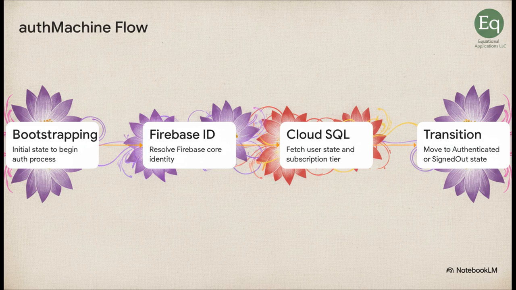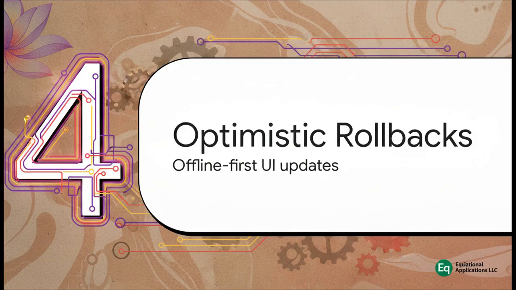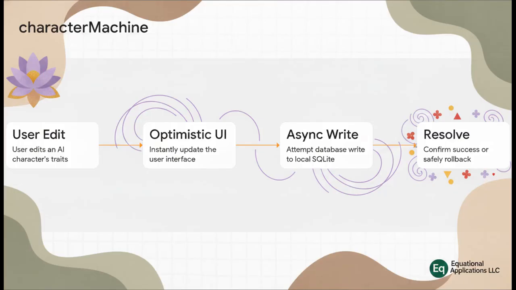data is actually ready. Part 4, optimistic rollbacks. Safe, offline-first UI updates with the character machine. Let's move to the character machine and see how this builds on that idea to create a flawless user experience. This machine manages character creation and edits. Because this is a local-first app, when a user edits an AI character's traits, the UI needs to feel instantly responsive, right? So the machine immediately updates the UI optimistically.